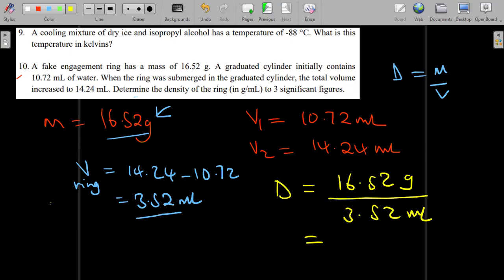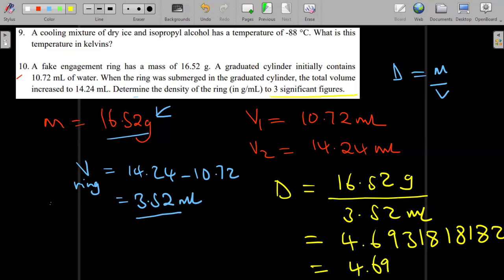Okay, so let me do that. So we have 16.52 divided by 3.52. So I'm going to get this number, 4.6931818182. Okay, so they said 3 significant figures. So we round this off to 3 significant figures. It's just going to be 4.69 grams per milliliter. So this is the final answer there, and we are done with your assignment.